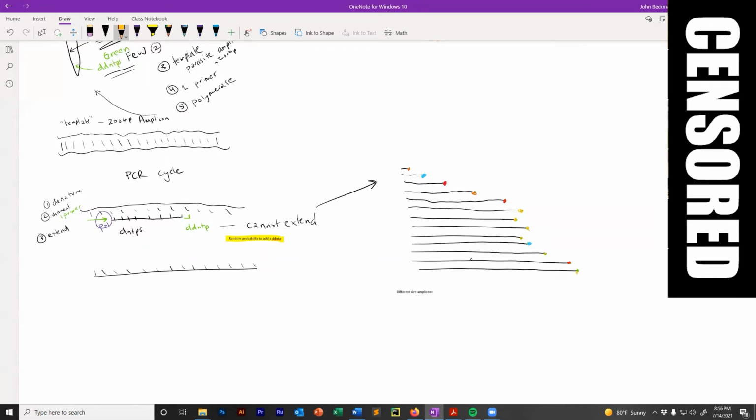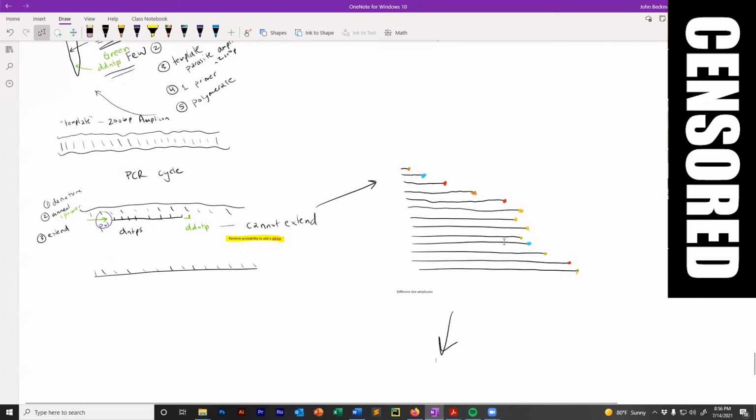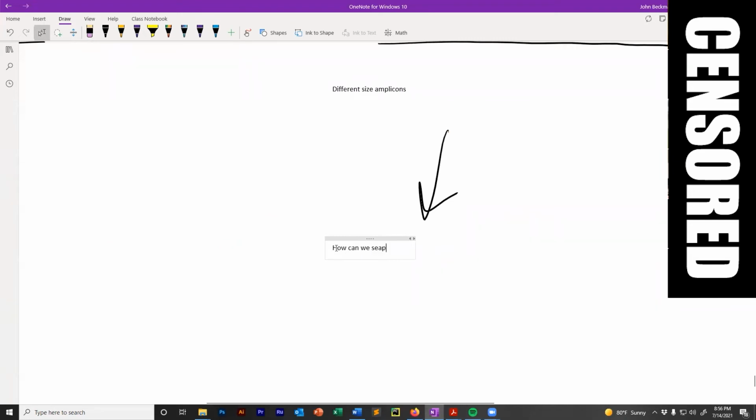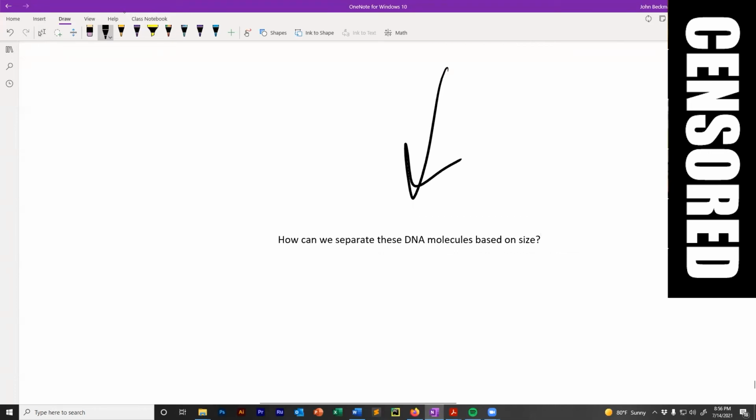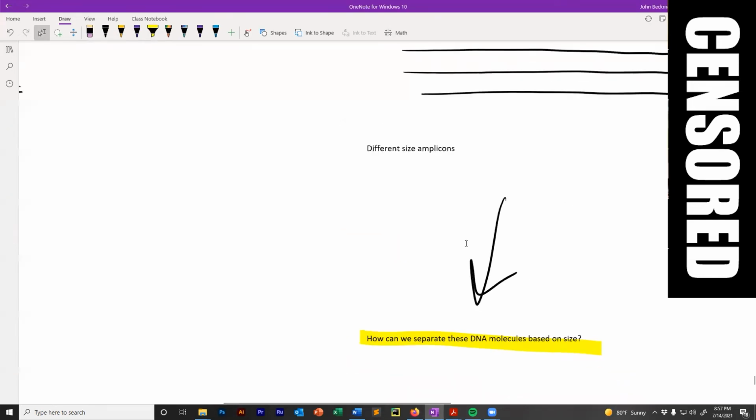Now, let me ask a question. How can we separate these DNA molecules based on size? How can we separate these DNA molecules based on size? Write it in the chat. Very good. Agarose gel.